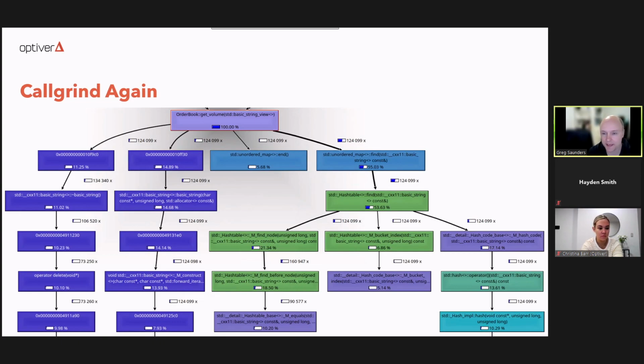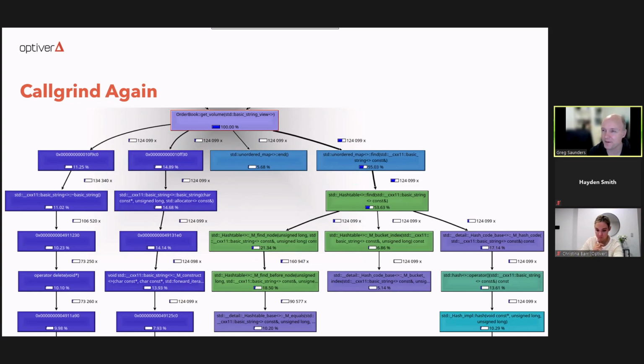Now we can see that it is spending a little over half of its time now searching that unordered map. So the majority of the time is still searching the map, and we'll get to optimizing that in just a minute. But if we look over on the left-hand side of the call graph, it's spending around 11% of its time in the string destructor, and about 15% of its time in the string constructor. So it's spending an awful lot of time creating and destroying strings.